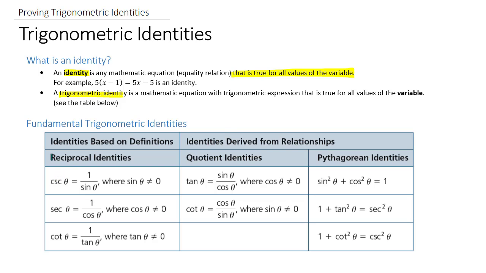And then we also talked about the reciprocal identities. So we've covered this. Cosecant is 1 over sine. Secant is 1 over cos. Cotangent is 1 over tan. Those are called the reciprocal identities. We've discussed those, so nothing new. There's really not much new here.